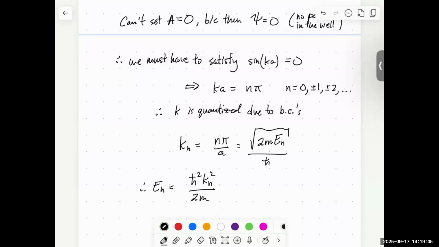This is kind of nice. The reason we used k in our notation is because h bar k is like momentum. So h bar k squared is momentum squared divided by 2m. That's like kinetic energy, right? Okay, and then if we wanted to, we could put in n pi over a for kn. And so this is equivalent to n squared pi squared h bar squared over 2m a squared.